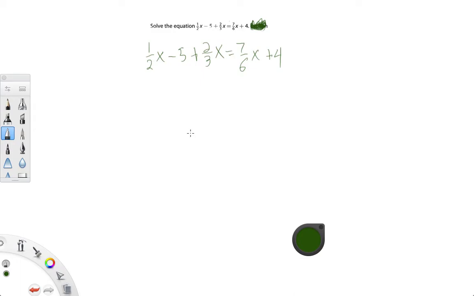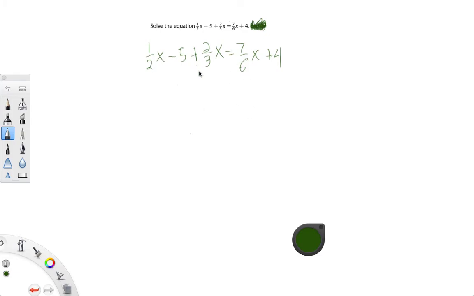Okay, we need to solve the equation 1/2 x minus 5 plus 2/3 x equals 7/6 x plus 4. And that scribbled out part said explain, which will make more sense once we finish this. We can work with all the fractions. We can get a common denominator and add 2/3 to 1/2.